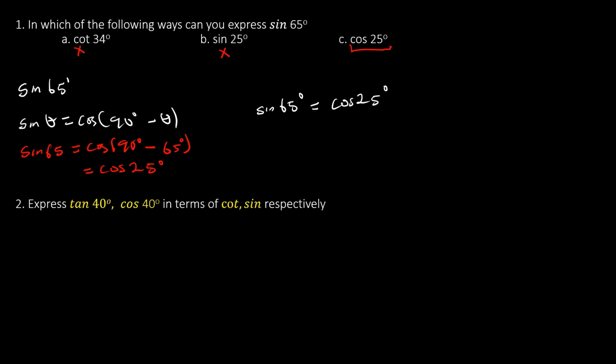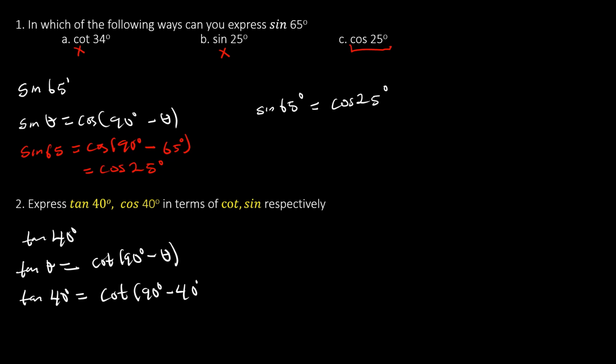Let's look at another example. Express tan 40 degrees and cos 40 degrees in terms of cot and sine respectively. Now looking at the first one, which is tan 40 degrees. We know that tan theta equals cot of 90 degrees minus theta. So tan 40 will be equal to cot of 90 degrees minus 40. Therefore tan 40 degrees will be equal to cot 50 degrees.